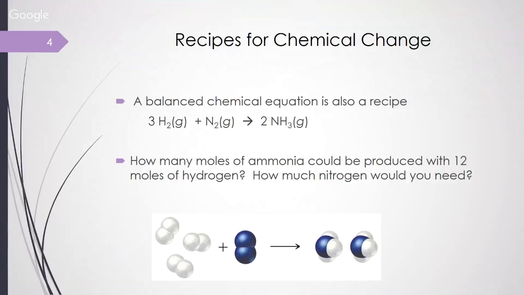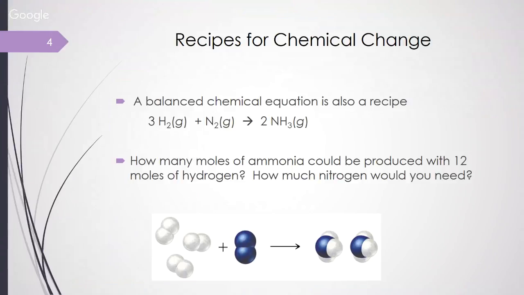So if I have 4 times the amount of hydrogen, I can get 4 times the amount of ammonia, and 4 times 2 is 8. So I can get 8 moles of ammonia if I react 12 moles of hydrogen. If I'm going to react all 12 moles of hydrogen, how many moles of nitrogen would I need? Once again, because I have 4 times the amount of hydrogen, I need 4 times the amount of nitrogen, and 4 times 1 is 4.